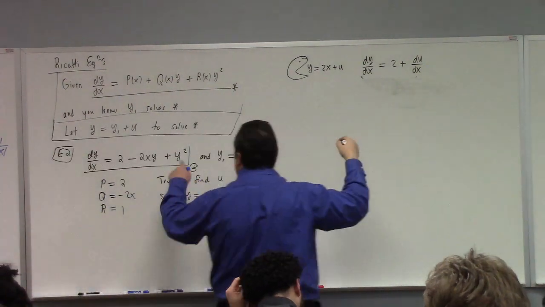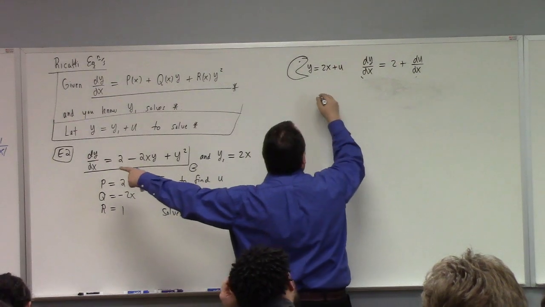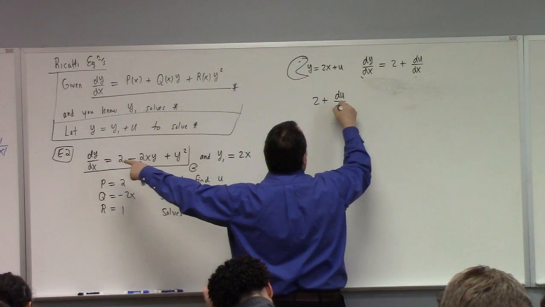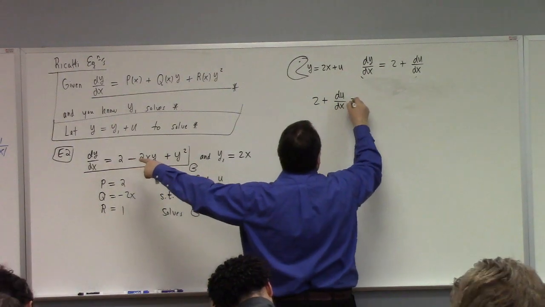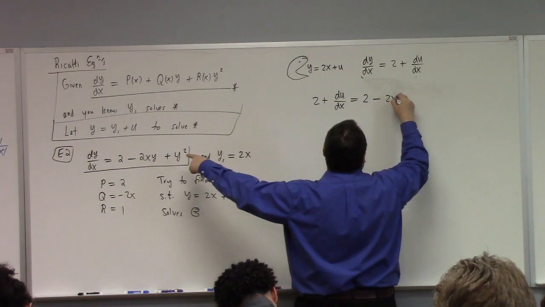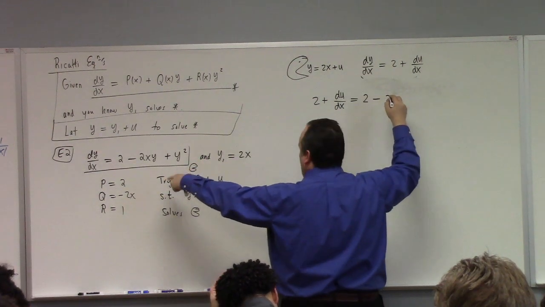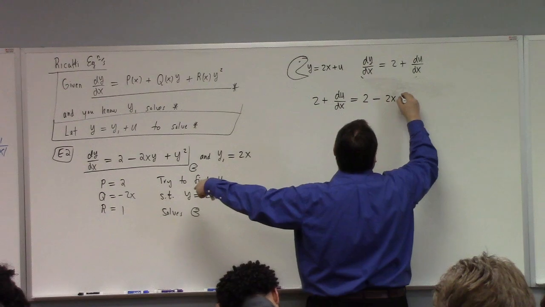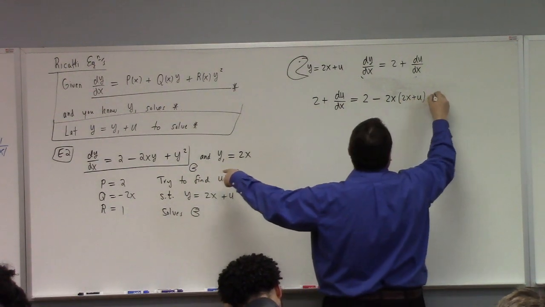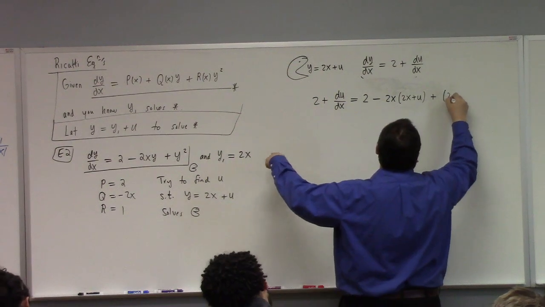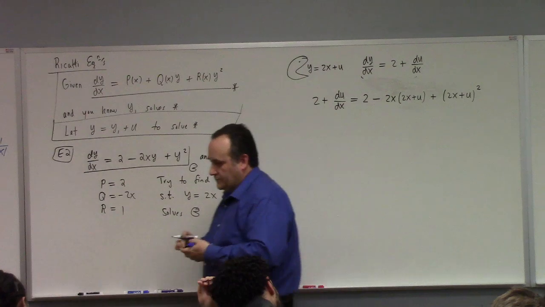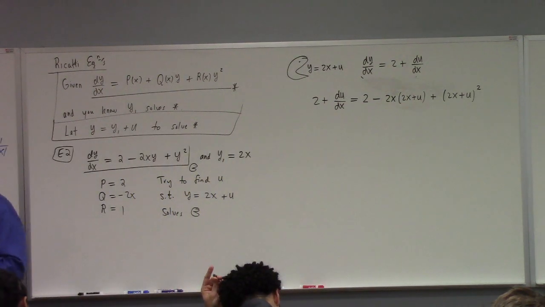All right, so just plug it in. We get dy/dx is 2 plus du/dx equals 2 minus 2xy, right? But y was 2x plus u, and then plus y squared, which is 2x plus u squared. So that's making the substitution.